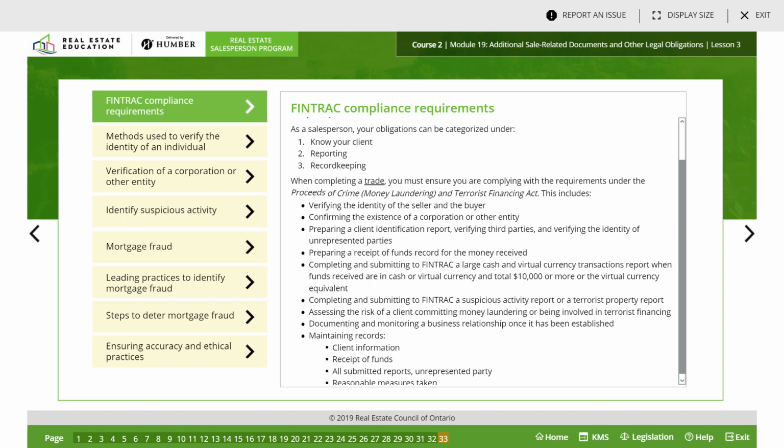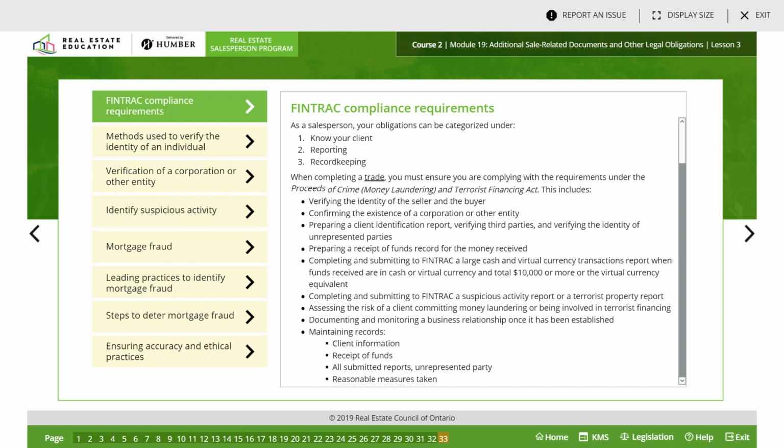Preparing a receipt of funds record for the money received, completing and submitting to FINTRAC a large cash and virtual currency transactions report when funds received are in cash or virtual currency and total $10,000 or more, or the virtual currency equivalent. Completing and submitting to FINTRAC a suspicious activity report or a terrorist property report, assessing the risk of a client committing money laundering or being involved in terrorist financing. Documenting and monitoring a business relationship once it has been established.